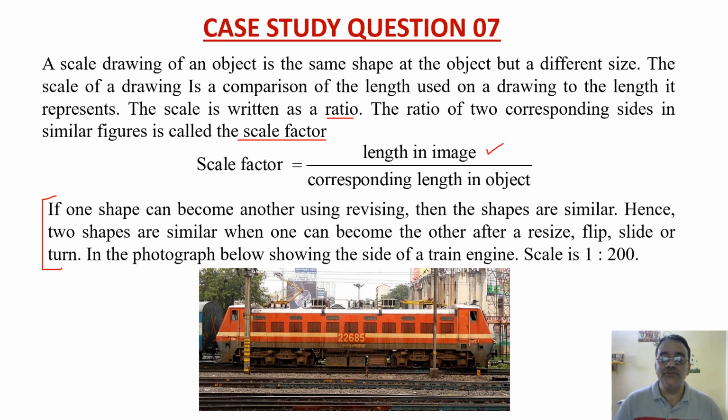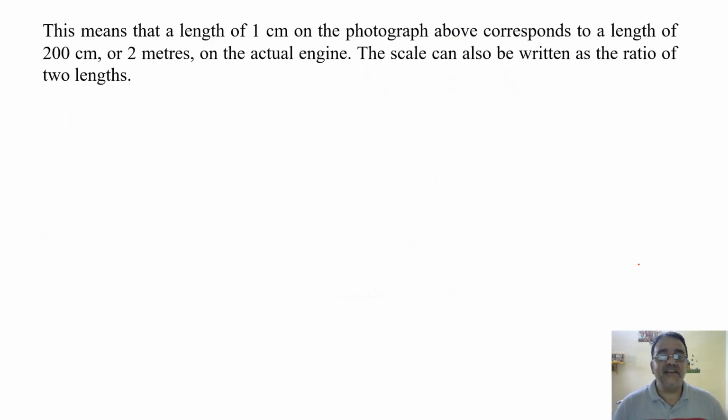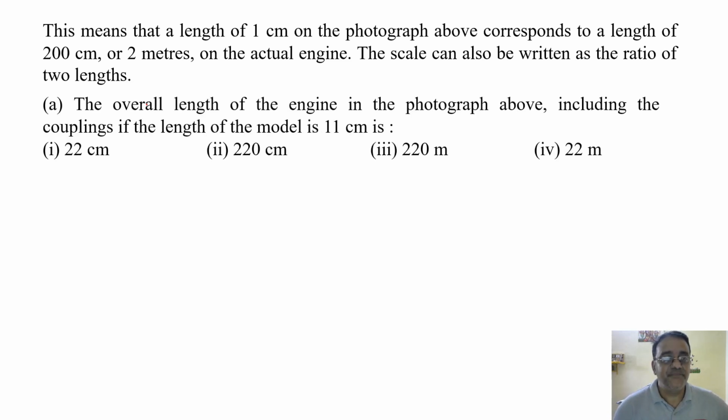In the photograph below showing the side of a train engine, the scale is 1:200. So now, based on this data, this means that the length of 1 centimeter on the photograph corresponds to a length of 200 centimeters or 2 meters on the actual engine. The scale can also be written as the ratio of two lengths.